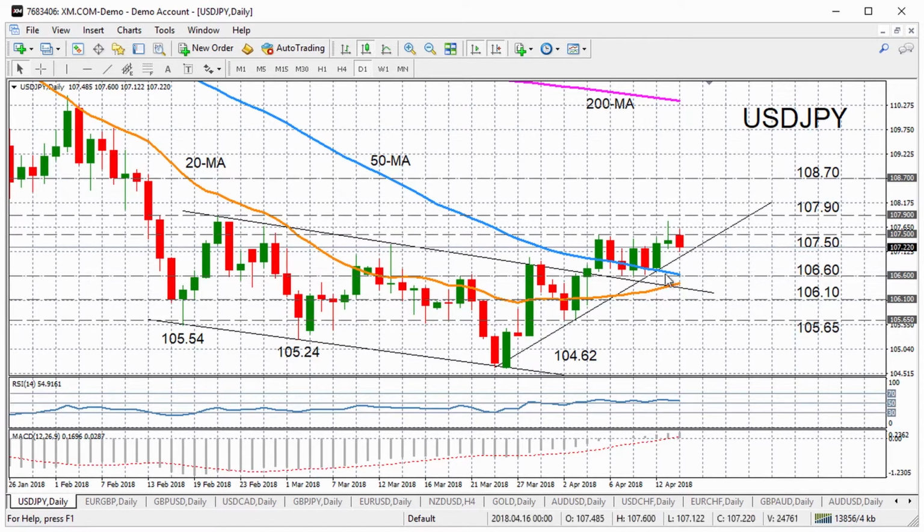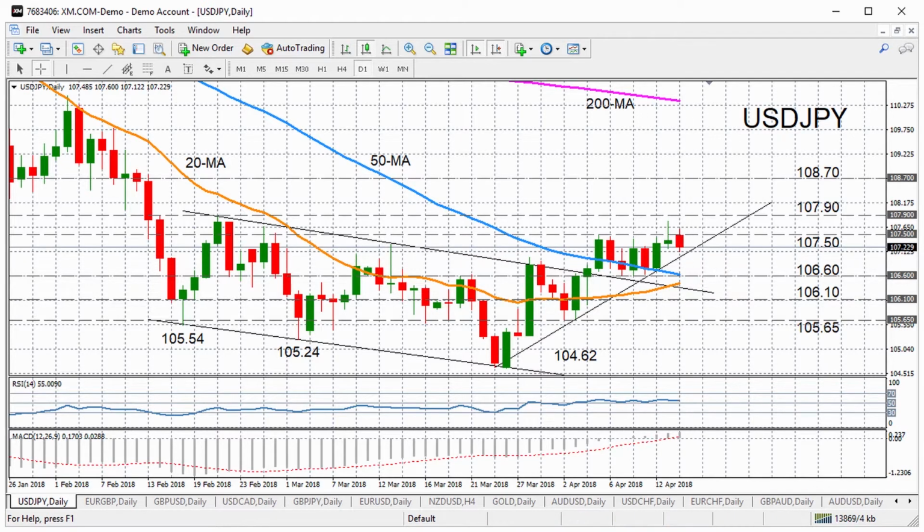We can see the pair is looking slightly bullish at the moment. The RSI is above the 50 neutral level, so we do have that slight risk to the upside. The pair had been in a slightly downward sloping channel before breaking above that channel, and now we've got this ascending trend line in the short term, providing support for the pair around the 107 level at the moment.